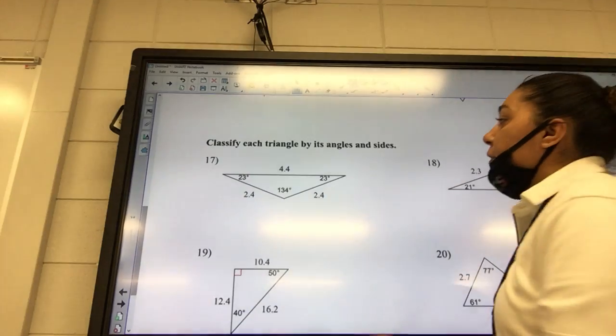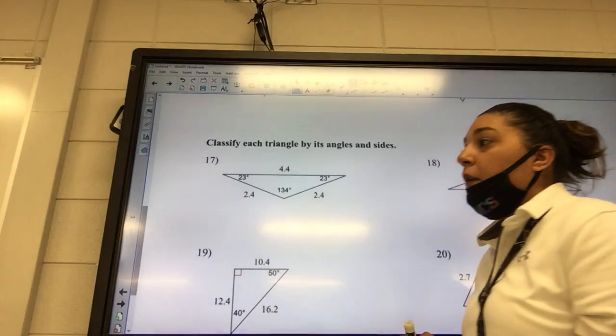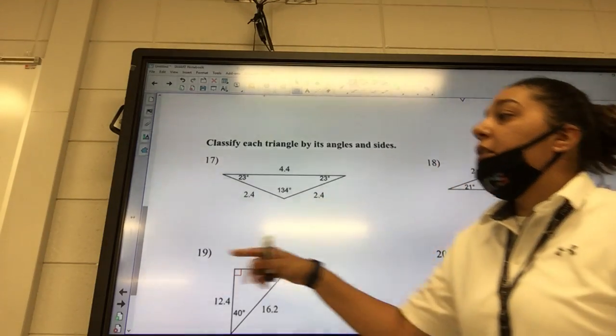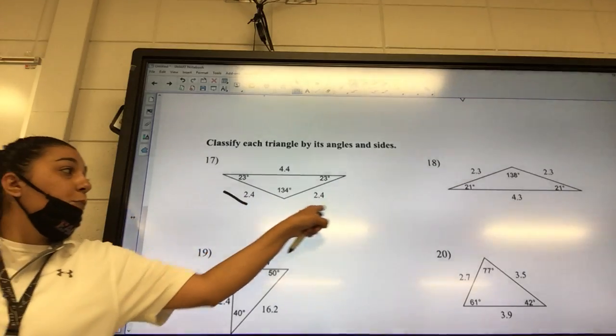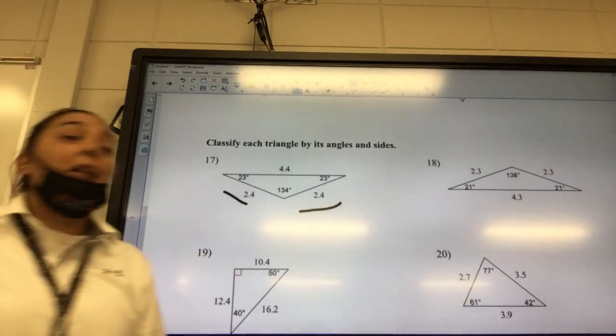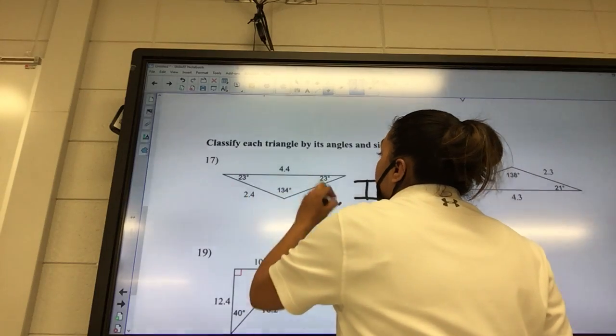Start with the sides. So we got a 4.4 length, 2.4, and 2.4. It's going to be isosceles. You can see that 2 sides are the same. Okay, I got a 2.4 and a 2.4. Those 2 sides are the same, so it's got to be an isosceles. Okay, and now we can look at the angles.